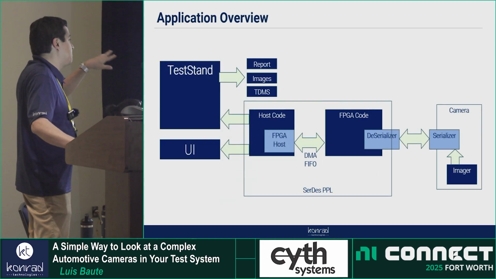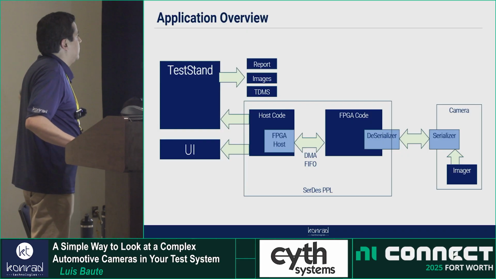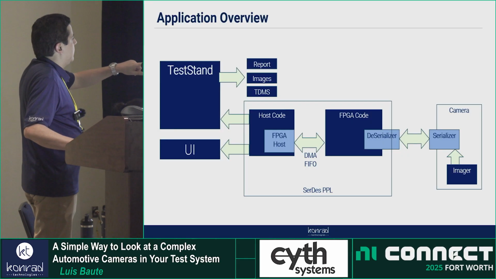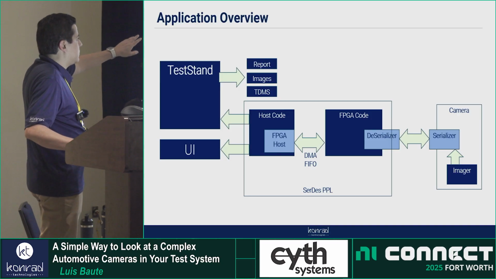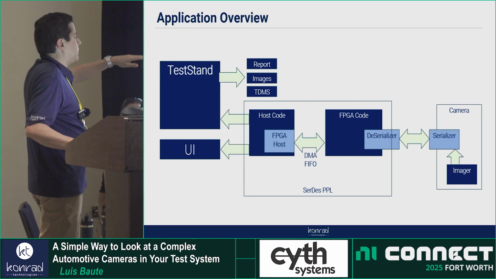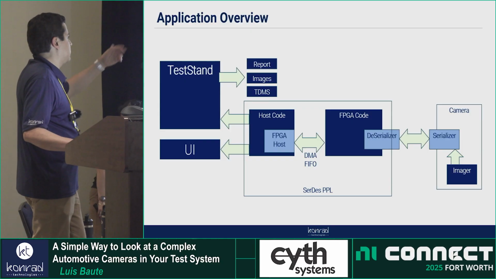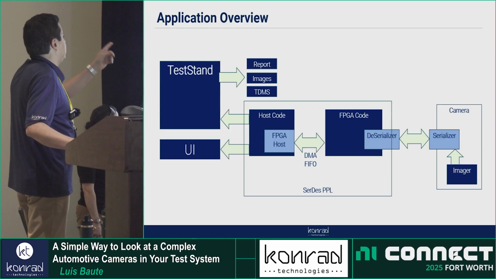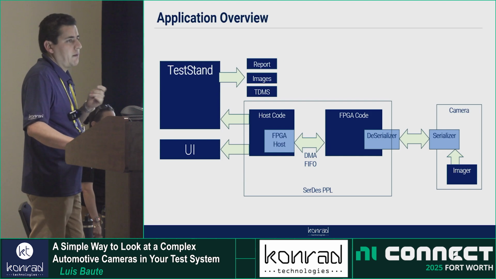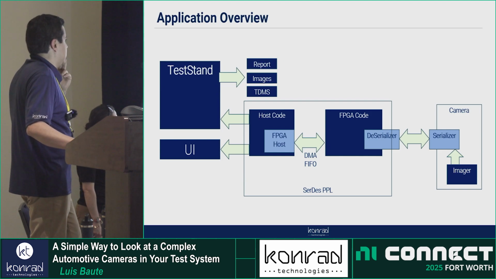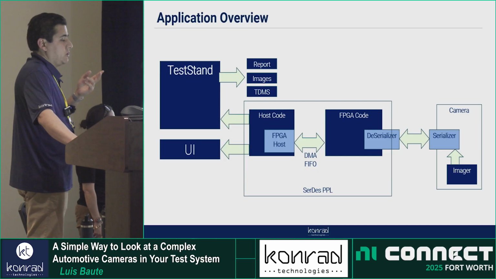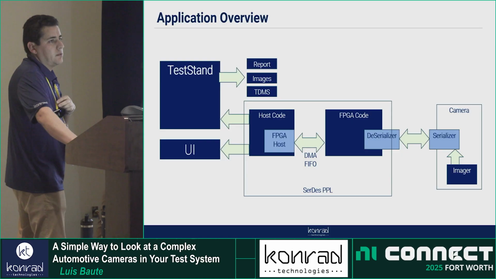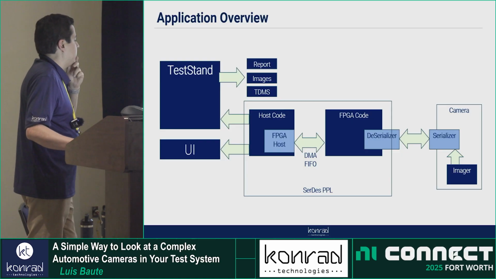So this is a very big general overview, like summary of the application. So we have the camera with serializer and the imager, and then the SerDes PPL is going to be our host code and FPGA code, which started as a get and start example, and then we transform to the PPL. And that one communicates with the UI because, of course, customer wanted to have a UI for debug and configuration and everything that they wanted to change. And testing, which is actually the sequence that was going to be controlling and testing the cameras.